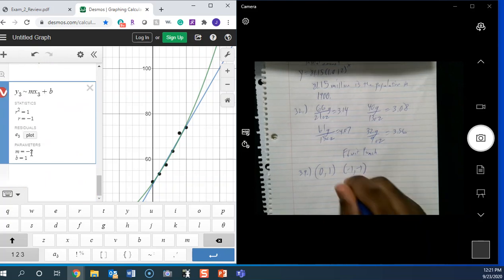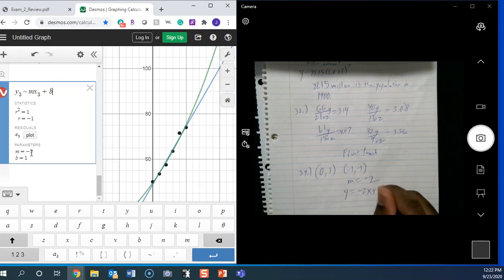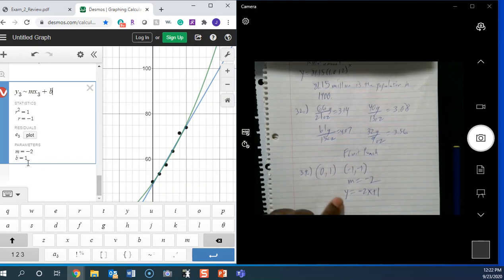So that would answer number 39. The slope would be -2. But if I wanted you all to write this as an equation, you would put y is equal to -2x plus 1, because it gives us the slope and the y-intercept. And this is how you would do the equation. And then here is the correlation coefficient, and it's -1. That means that this is a perfect line. Whenever you have 1 or -1, that means that it is perfect.